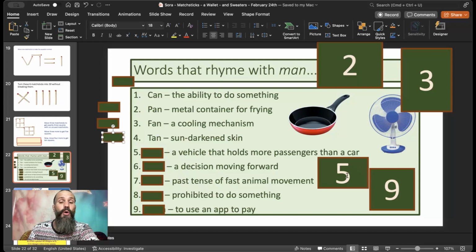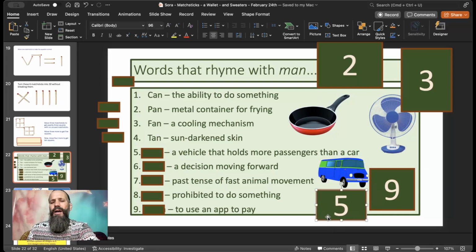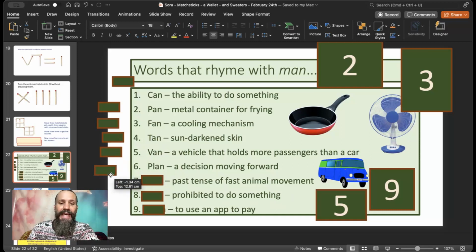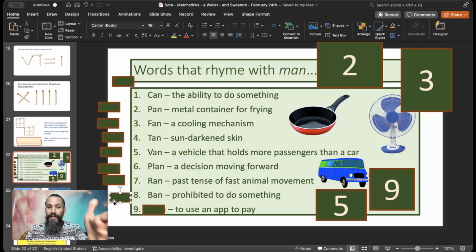A vehicle that holds more passengers than a car. Truck? First of all, not really. Trucks don't. I mean, they could hold passengers in the back, but a van is the correct answer. And a decision moving forward is a plan. The past tense of fast animal movement. Walked? No. Ran. Prohibited, forbidden, not allowed to do something means there's a ban. You're banned to do it.